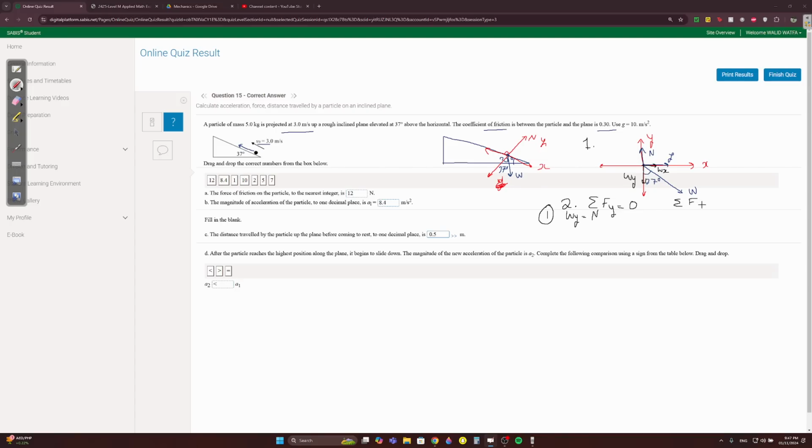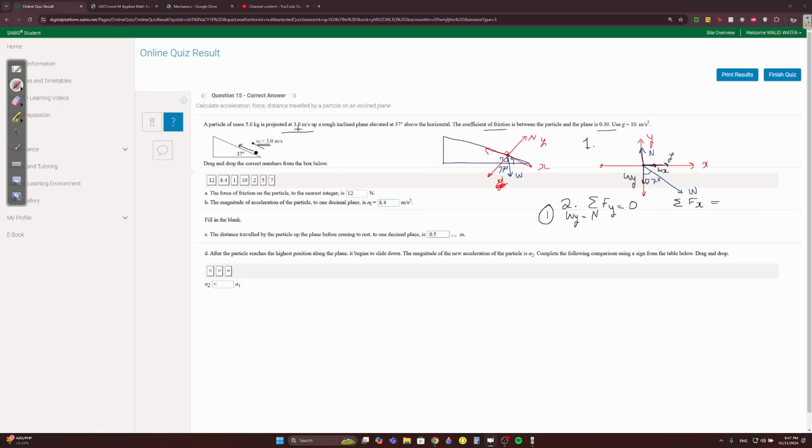Okay. Let's try now the sigma of Fx. Is it equal to 0? Is it equal to ma? Let's see. Is it moving? Yes. They said it started at 3 meters per second. How do I know it's accelerating? I'm going to tell you how you won't know it's accelerating. You won't know it's accelerating if they told you constant velocity. Also, you won't know it's accelerating if it's staying at rest. These are the two keywords you're looking for to know if it's not accelerating.